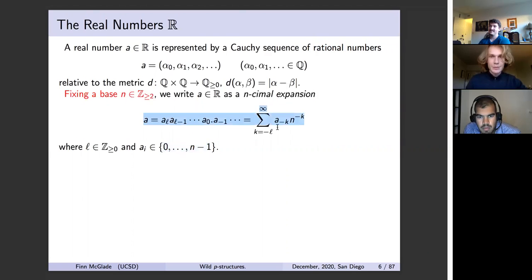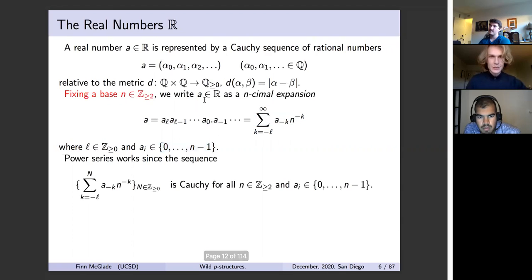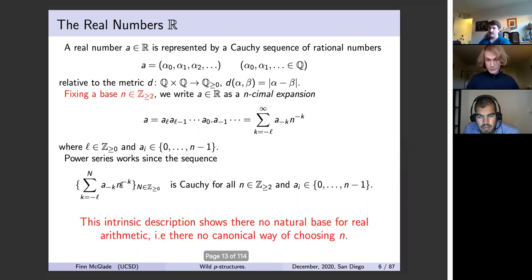How does it connect back to the Cauchy sequences? You write down some power series using your digits. A power series is really a sequence of partial sums. The sequence of partial sums is a Cauchy sequence. And the metric on the rational numbers is such that this Cauchy sequence is always convergent, irrespective of how you choose n. One nice property of this description is it shows that there's no canonical way of picking n. We have 10 fingers, that's why we typically choose n to be 10.